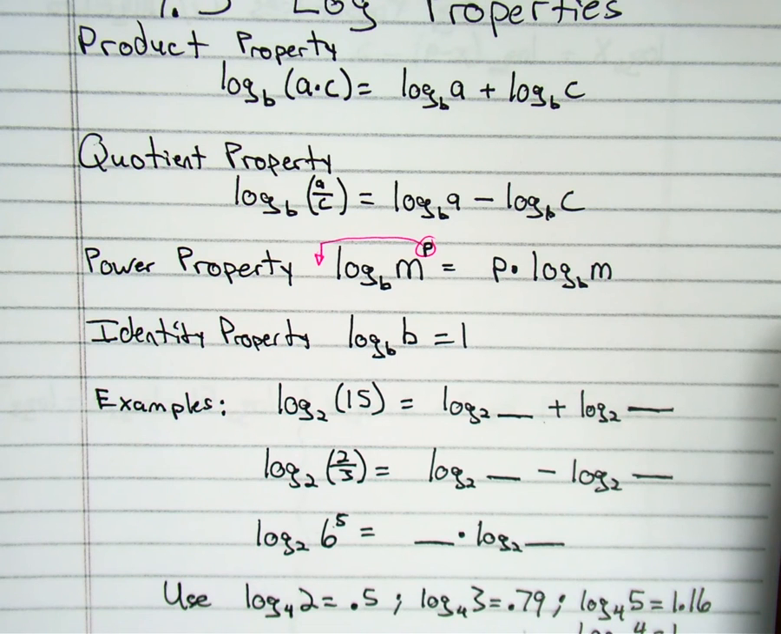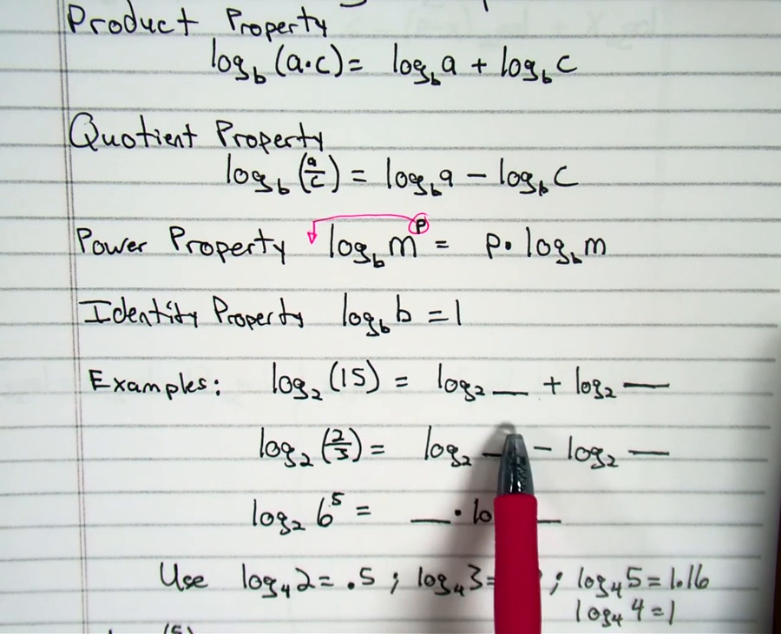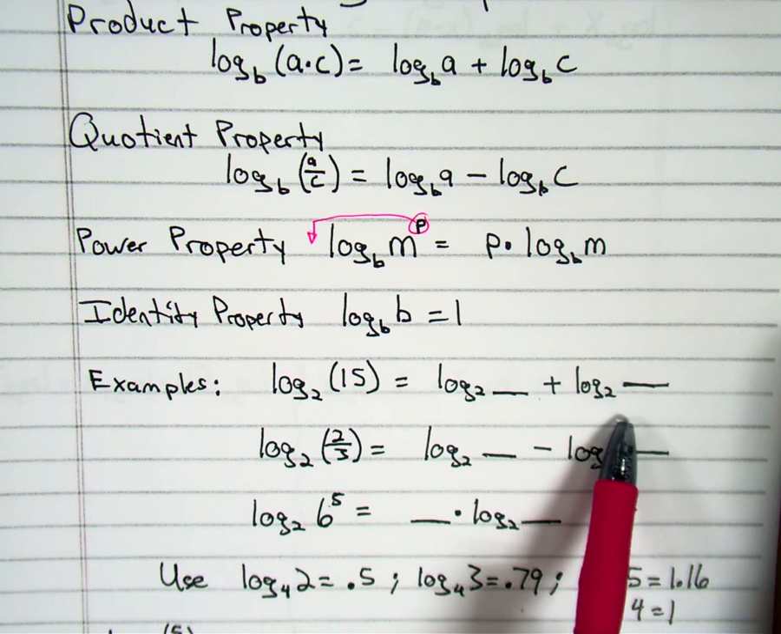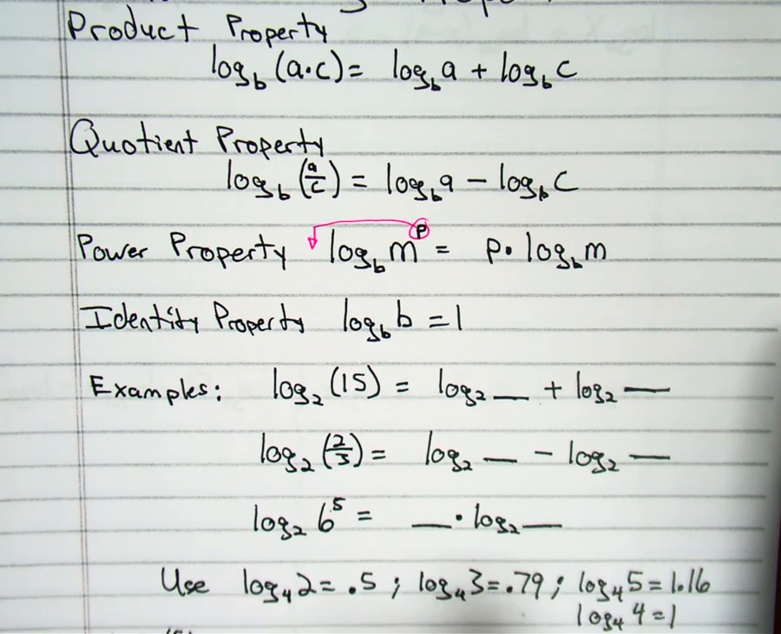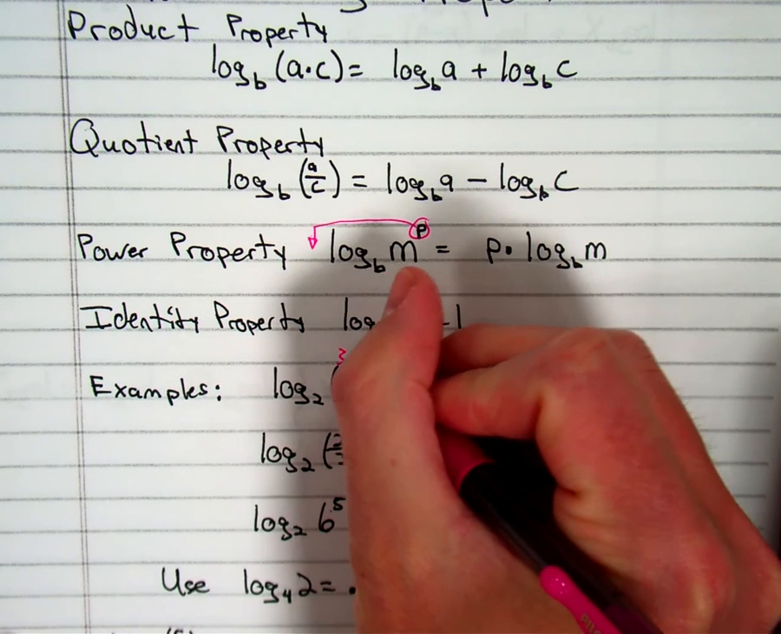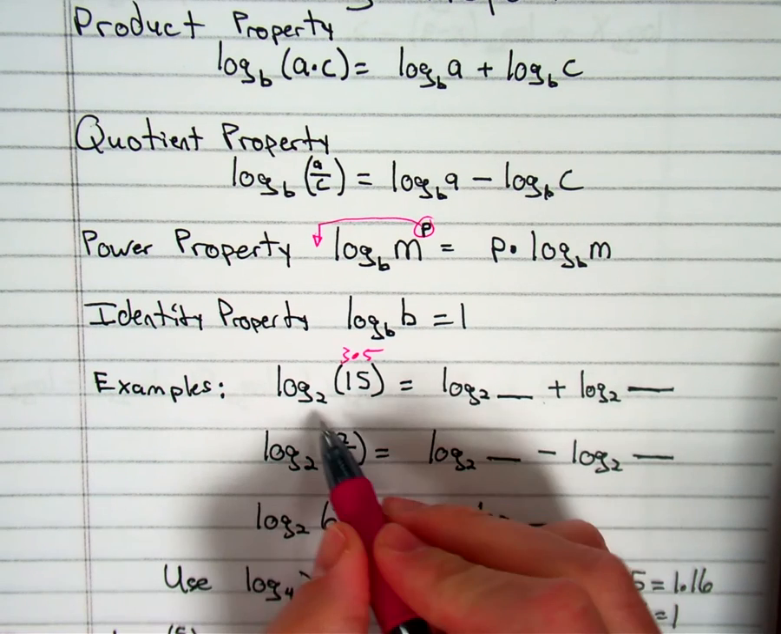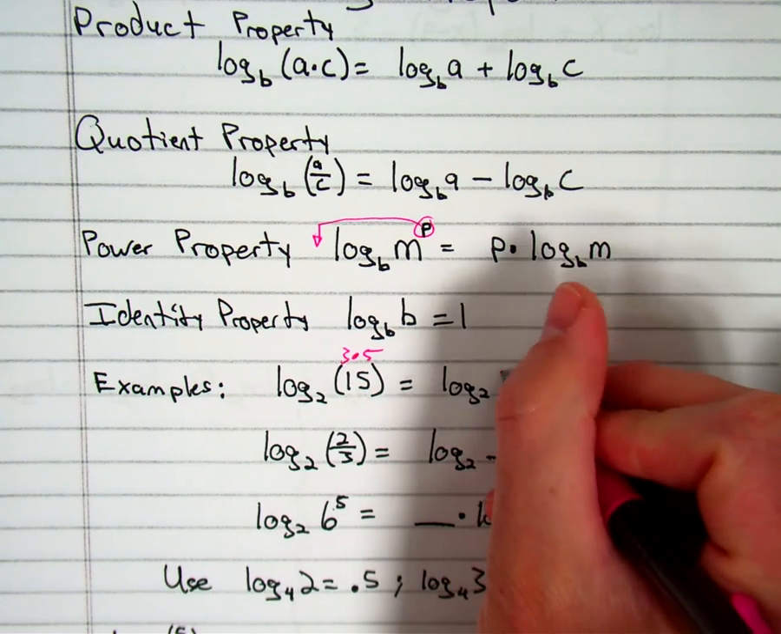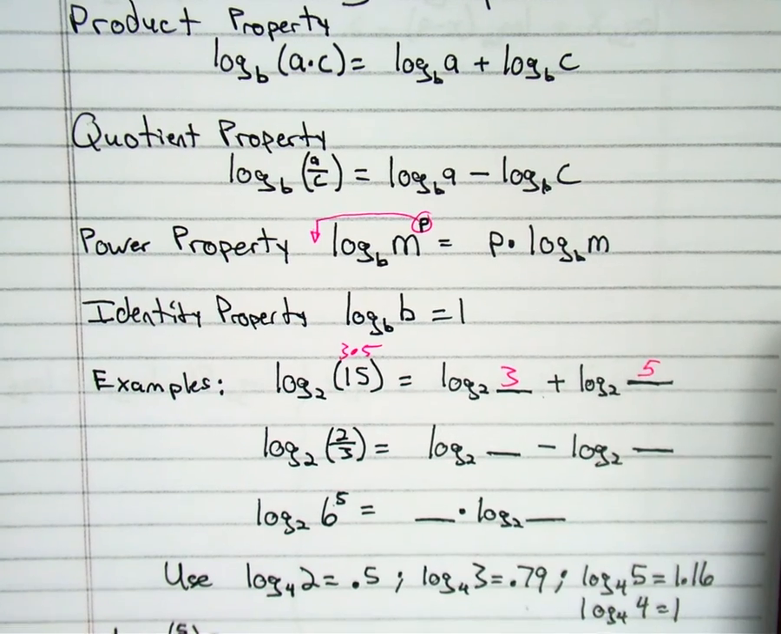All right, so let's practice splitting these up. Log base 2 of 15 equals log base 2 of blank plus log base 2 of blank. What's going to multiply to 15? We could say 1 and 15, but that's kind of a cheapie. Let's go with 3 times 5. Let's split 15 up as 3 times 5. So that means we could split this up into log base 2 of 3 plus log base 2 of 5. Pretty easy stuff.